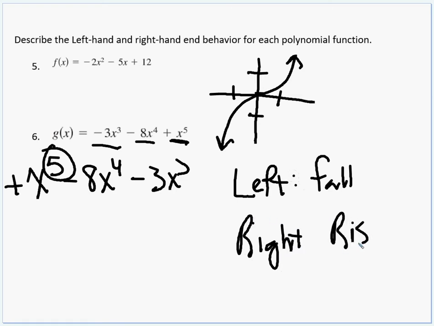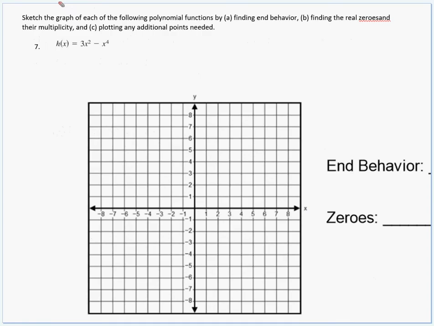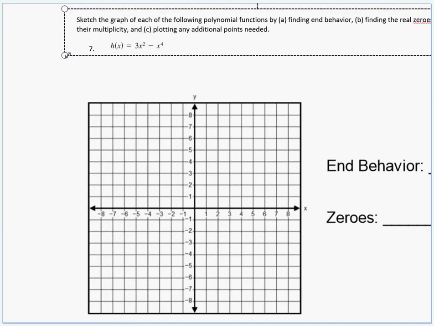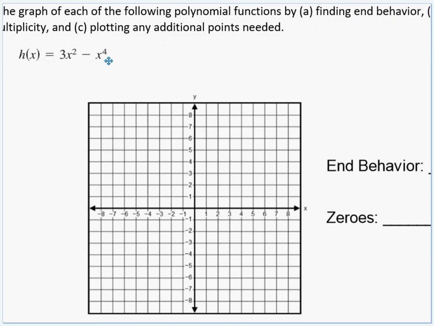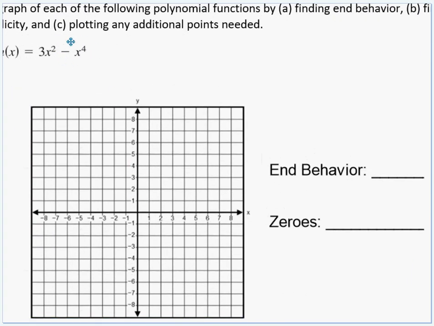Number 7, sketch the graph of the function by finding the end behavior and the real zeros and their multiplicity. It does say to plot some extra points. Don't always have to do that, though. So first, end behavior. It's a negative x to the 4th. So if it's even exponent, it'll either both open up or both open down. The negative here means we open down. So I'm just going to write it like this, down and down.